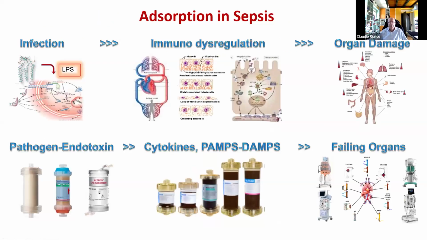And we want to suggest, as we did in the past, a kind of utilization of adsorption in sepsis based on the time frame of the different events in the cascade of sepsis. When you have infection, you may have a pathogen and endotoxin circulating in blood. At that point, you have Seraph, polymyxin B, Alteco, LPS sorbent, or more recent sorbents that may remove endotoxin. But when you have cytokines, pumps and dumps in the phase of immunodysregulation, then in this case, you may need adsorption of these molecules by specific columns. And then when organ damage occurs, failing organs can be replaced by different CRRT techniques. But the main issue today is to try to prevent the progression of sepsis toward organ failure.